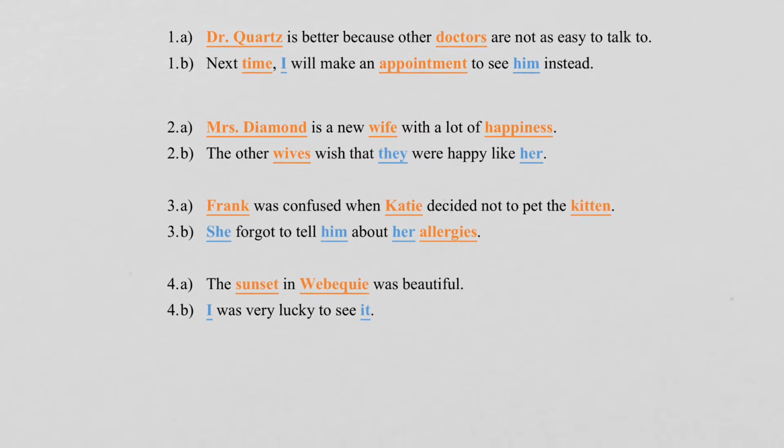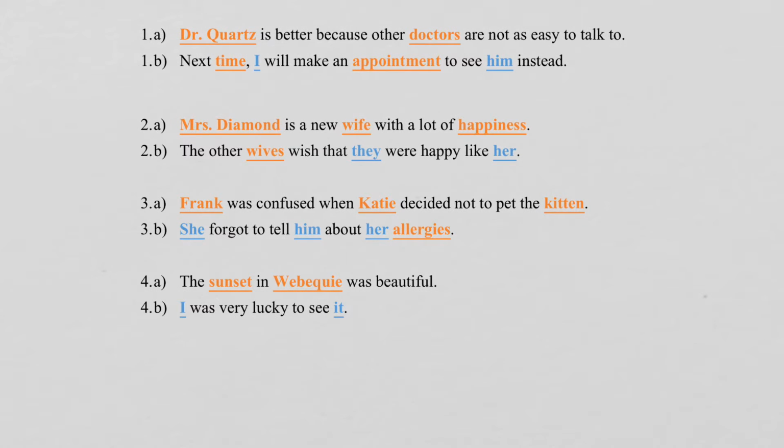Okay, let's go through the first three sets. So 1A and B. 1A just has nouns in it. Dr. Quartz is better because other doctors are not as easy to talk to. The nouns are Dr. Quartz, doctors. 1B has two nouns and two pronouns in it. Remember, pronouns are not the same thing as nouns. They're completely different. They're used instead of nouns.